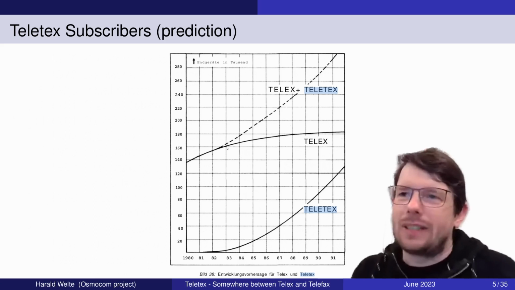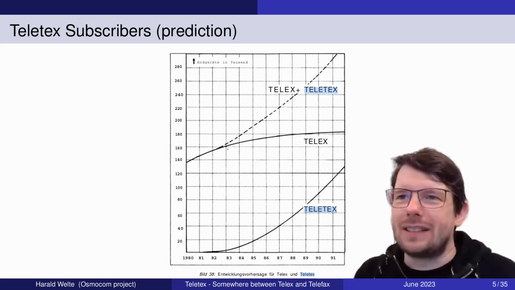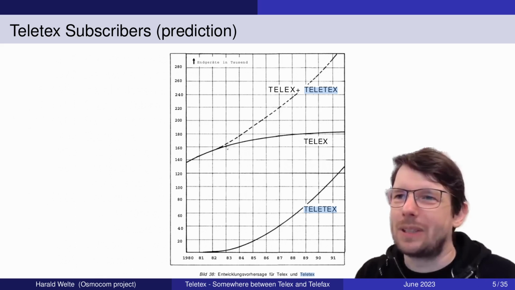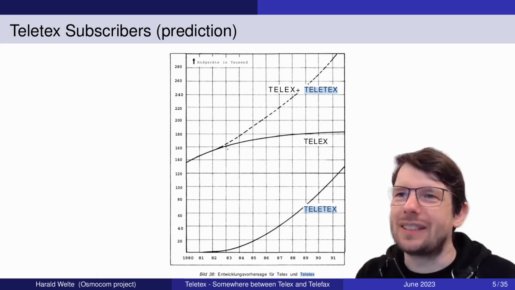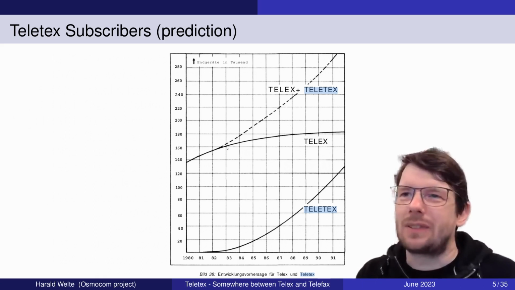Yeah, so if we look at the subscriber development, that was the prediction when they started the service. So we see basically 1980, then 81 some subscribers, 82, and so on, and they predict a very steep slope, and they predict that by 1990 they will already have 90,000 subscribers, and then 130,000 subscribers by 92. At the same time, they predict the Telex subscriber number will basically flat out.